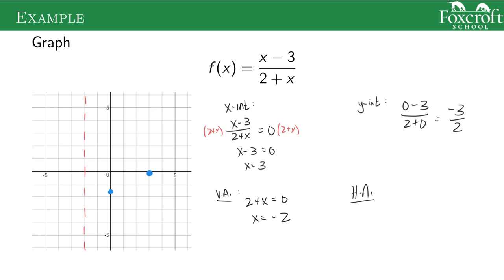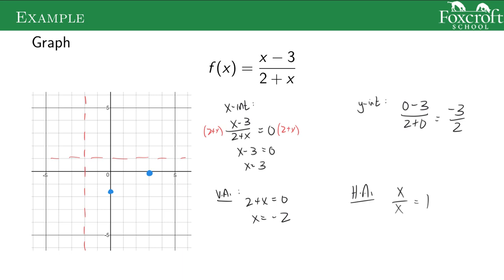Horizontal asymptotes, we compare the highest powers of x. So on the top it's x, on the bottom it's x, and that's 1. So horizontal asymptote is 1. And so now I have all of my pieces, and now I can graph my function.